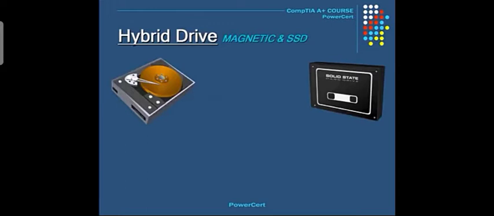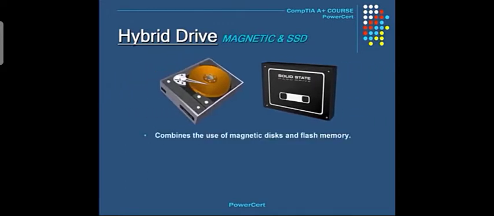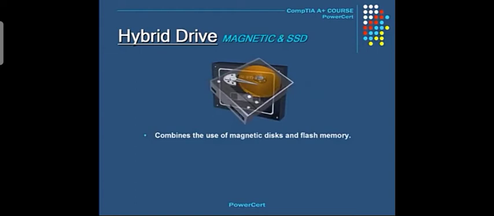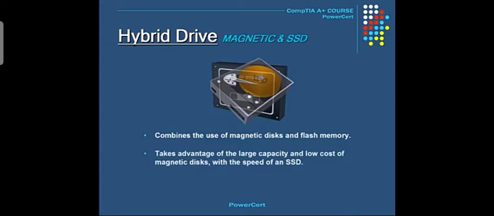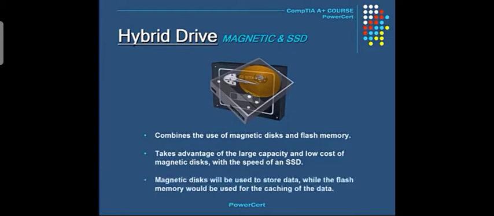There are also drives out there that combine the use of magnetic disks and flash memory, and these are called hybrid drives. Hybrid drives take advantage of the large capacity and the low cost of magnetic disks with the speed of an SSD. In a hybrid drive, the magnetic disks will be used to store data, while the flash memory would be used for the caching of the data. Hybrid drives are primarily used where cost is an issue, because SSD drives are considerably more expensive than magnetic disk drives.